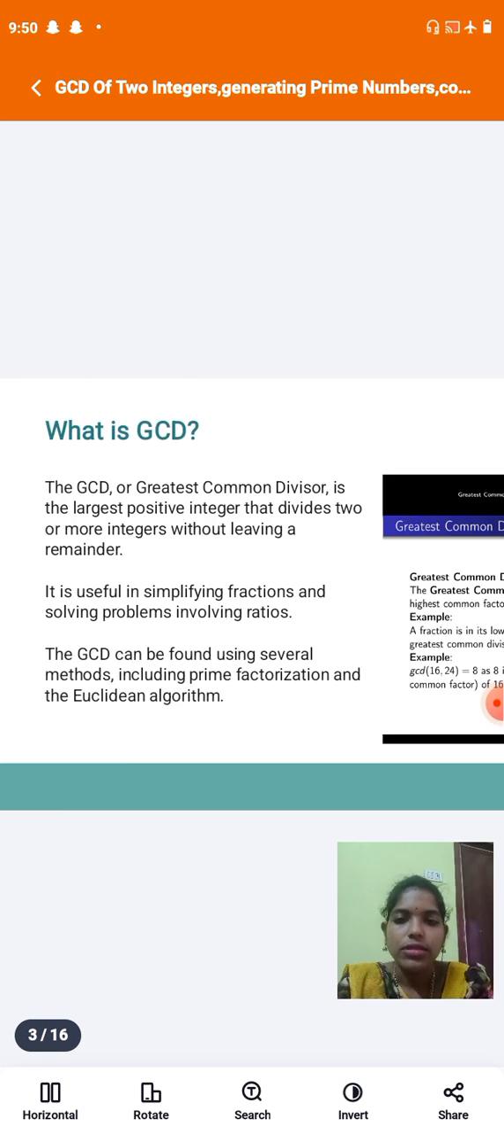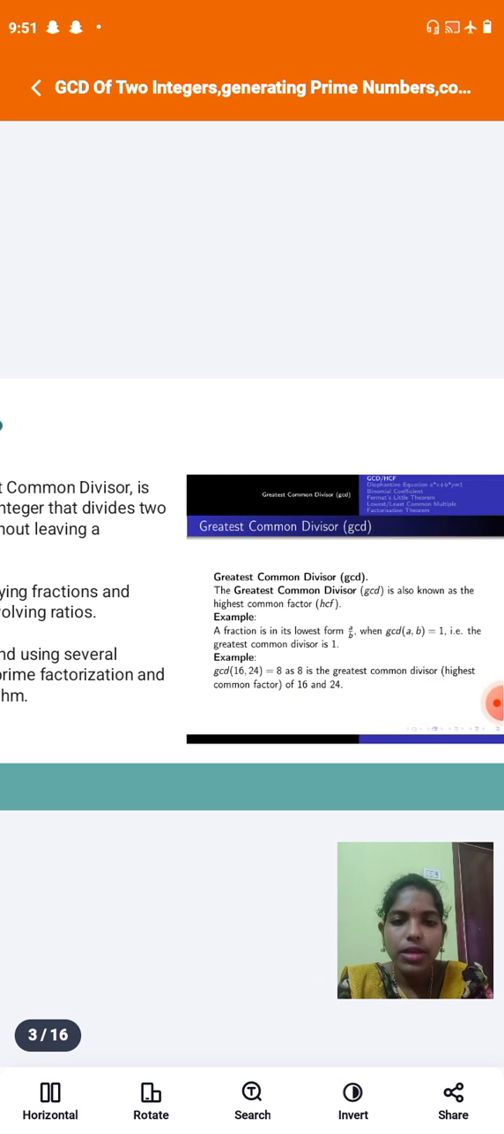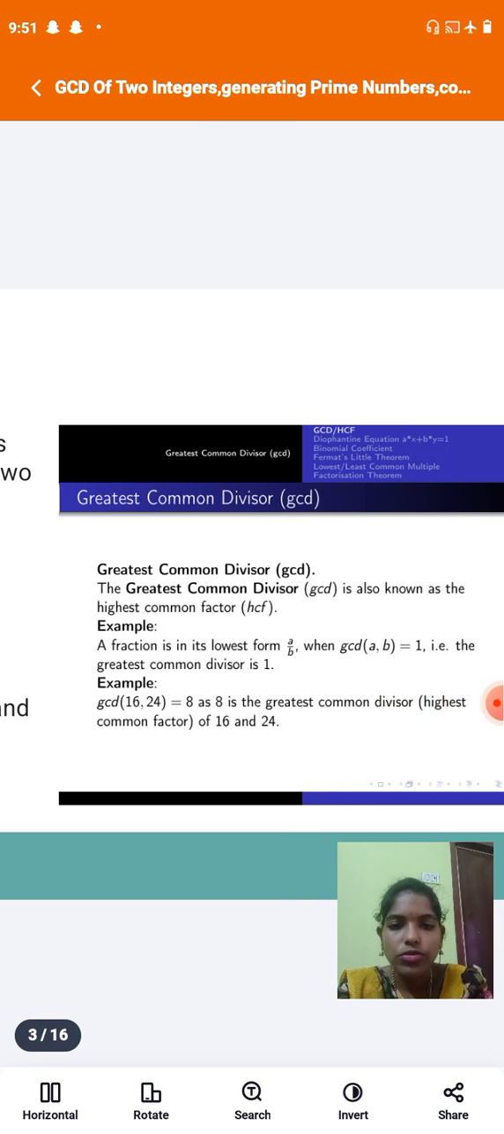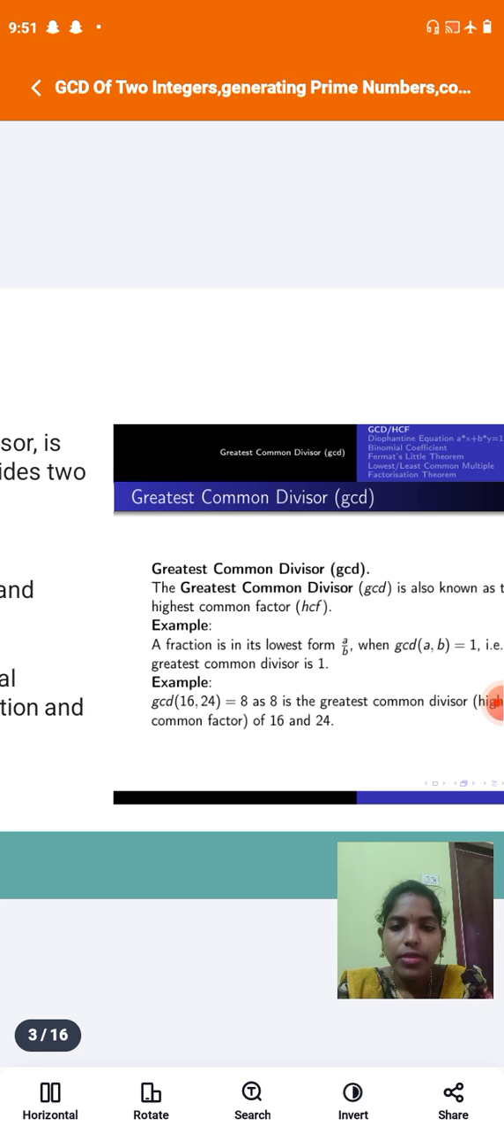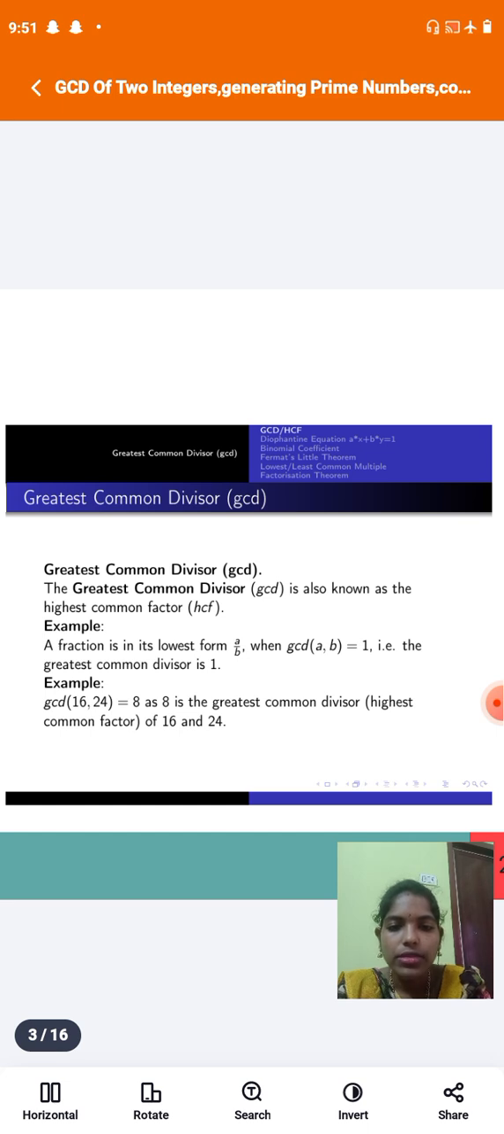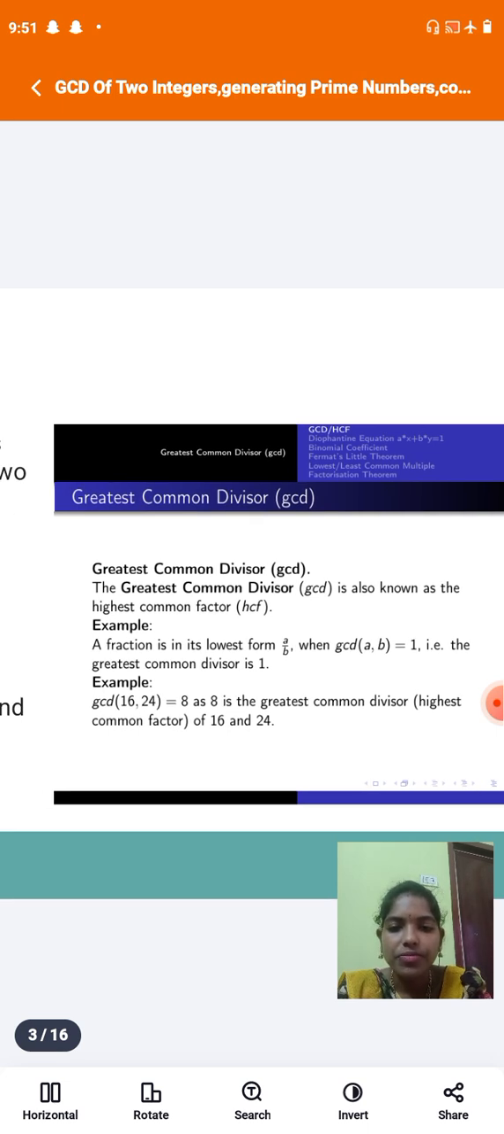Next, what is GCD? The GCD is the greatest common divisor. The full form of GCD, greatest common divisor, is the largest positive integer that divides two or more integers without leaving a remainder. It is useful in simplifying fractions and solving problems involving ratios. The GCD is also known as the highest common factor. For example, a by b is in lowest form when GCD of a and b is 1. That is, the greatest common divisor is 1.